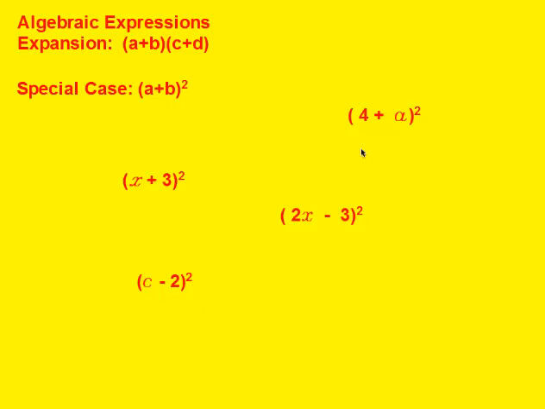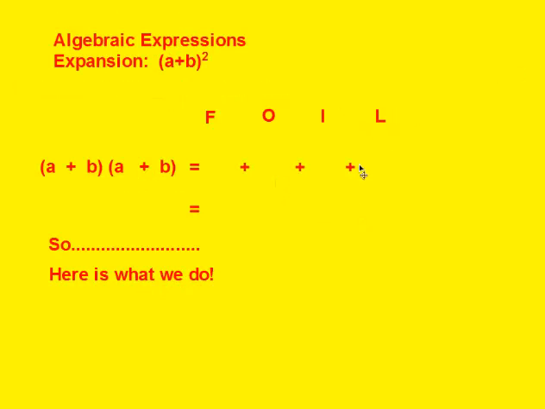Let's look at some special expansions where we're looking at something squared, like this term, or this term squared, or this term squared, or this term squared. Now, because a plus b squared can be written as a plus b times a plus b, we could use FOIL on any of these. However, let's see whether we can find a shortcut.